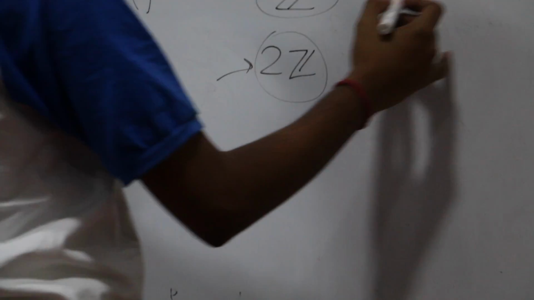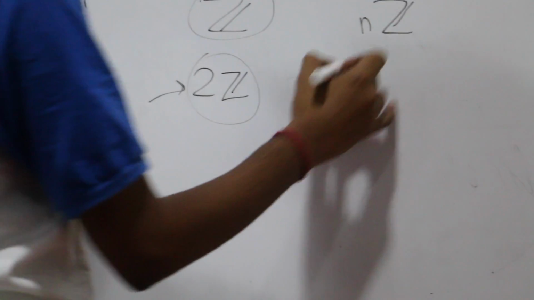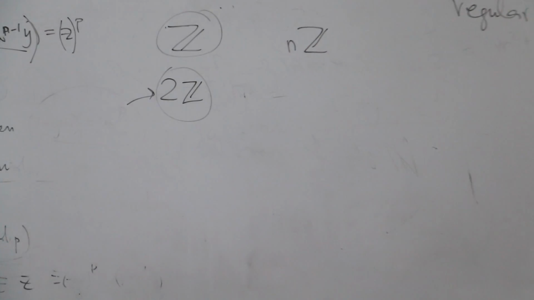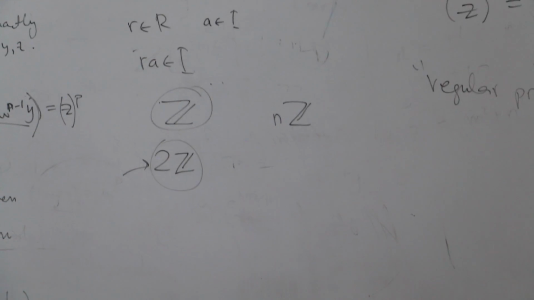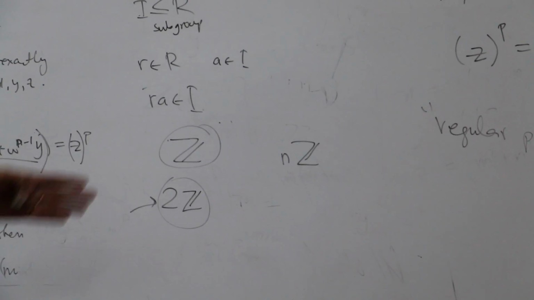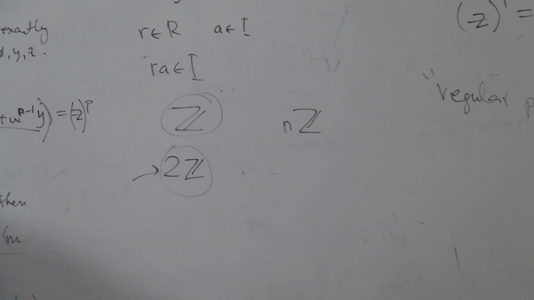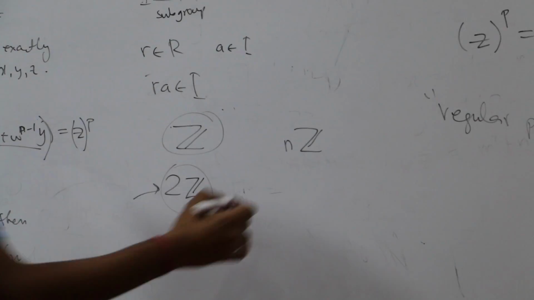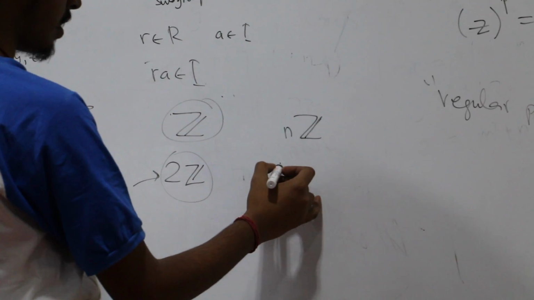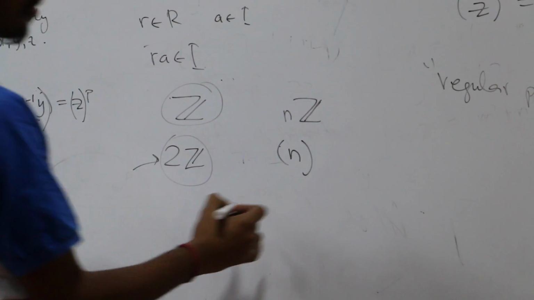Similarly, in fact, all ideals in Z look like nZ, n times Z, all multiples of n. Take any multiple of n, multiply by any integer, you are still getting a multiple of n. So all the ideals of Z look like nZ. In fact, these are principal ideals. Since I am writing it in this way, I actually mean that it's generated by n.